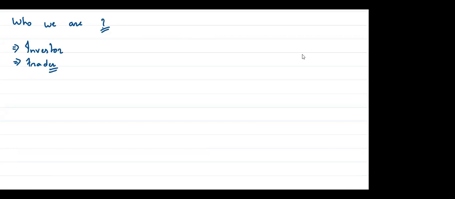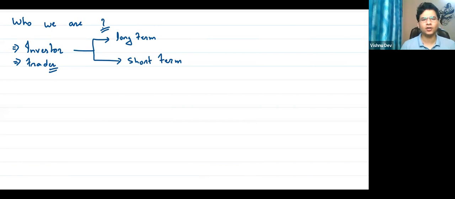Okay, right? Now let us try to understand what is the meaning of investor and what is the meaning of trader. Now, when we talk about investor, we can have two types. One is long term, and one is short term. So when we talk about investor, long term, short term, trader, it depends on the duration.